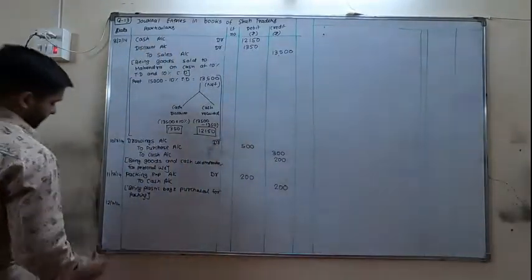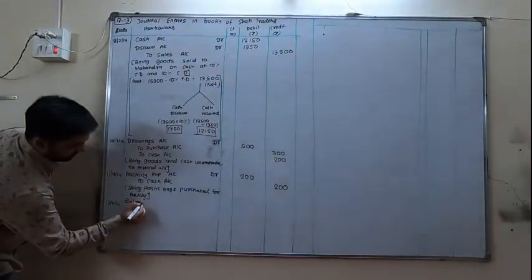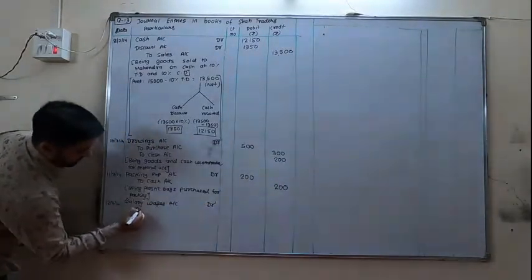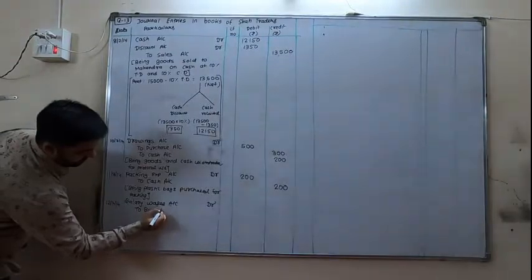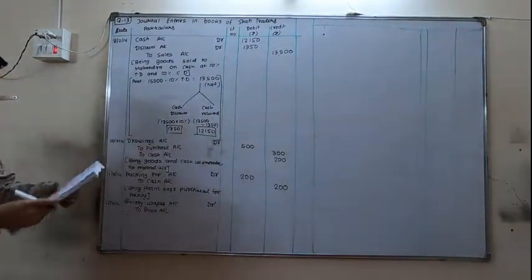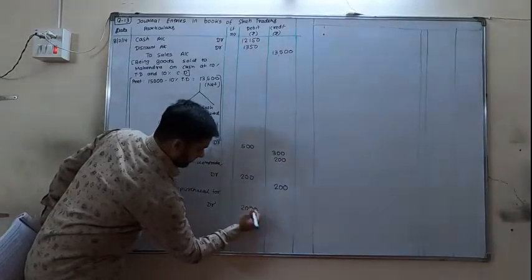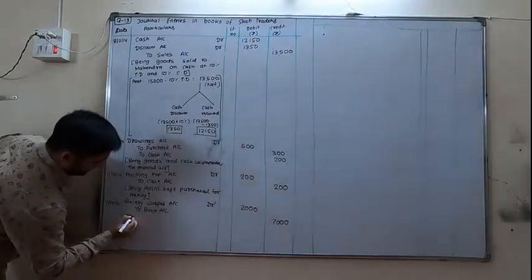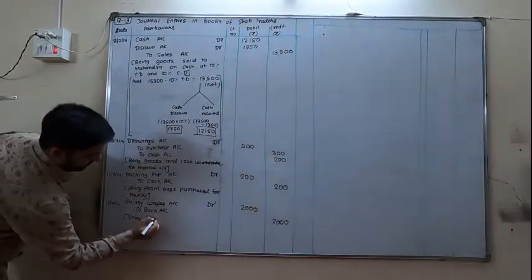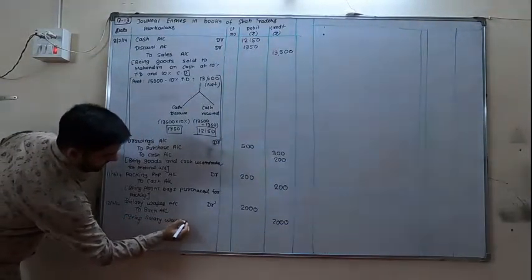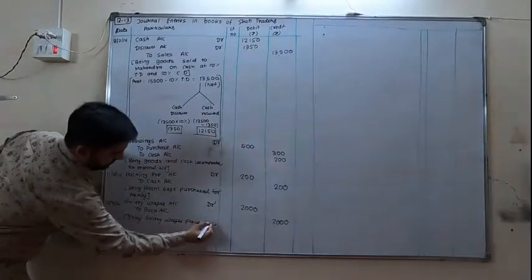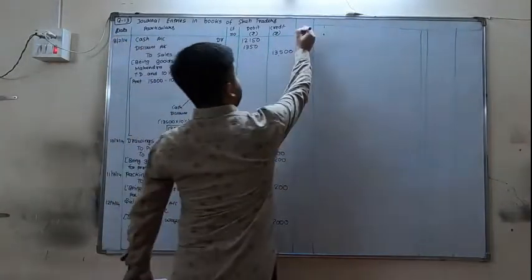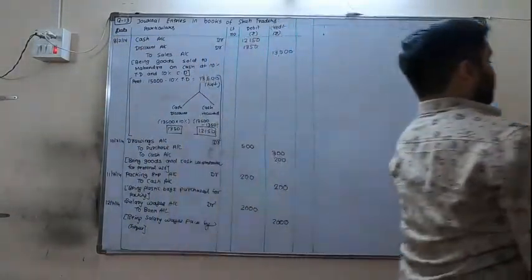Simple. Salary and wages account debit to bank account, amount 2000. Being salary and wages paid by cheque. Next date is 13. Sorry, I have not made one column.